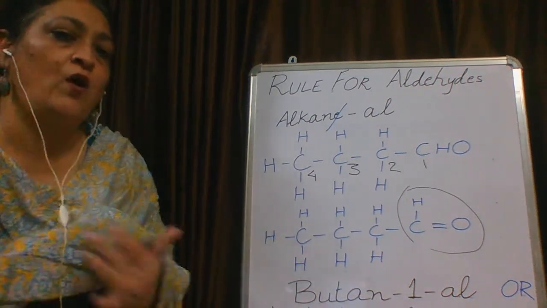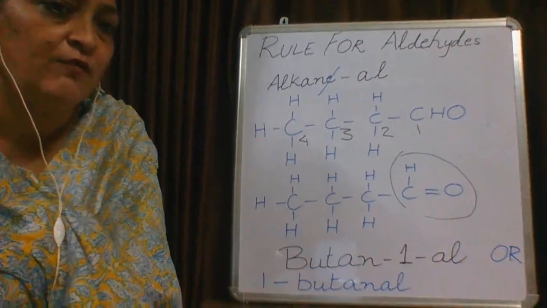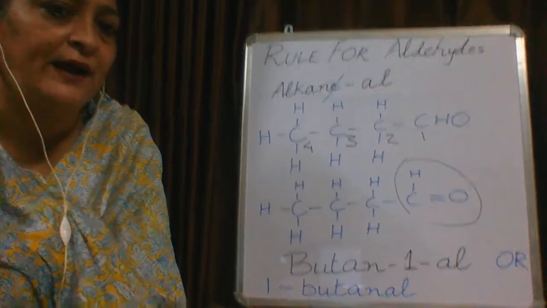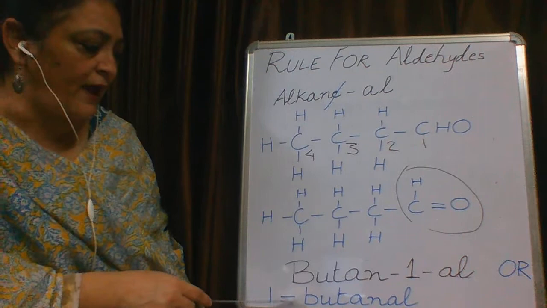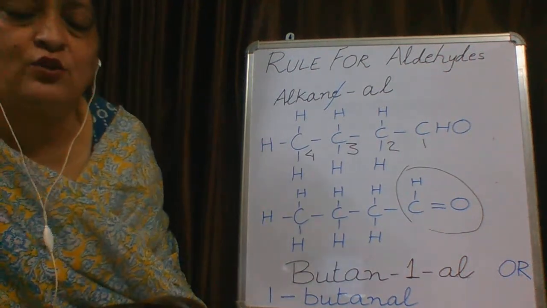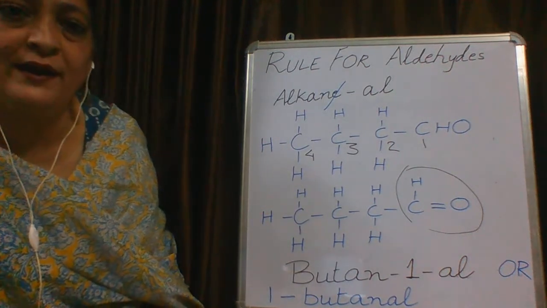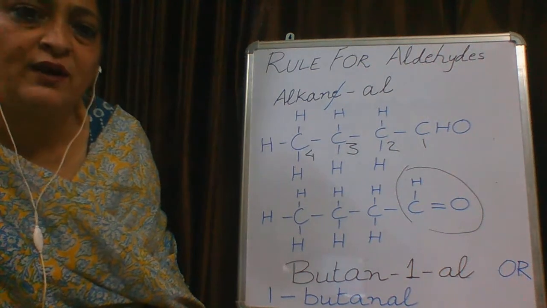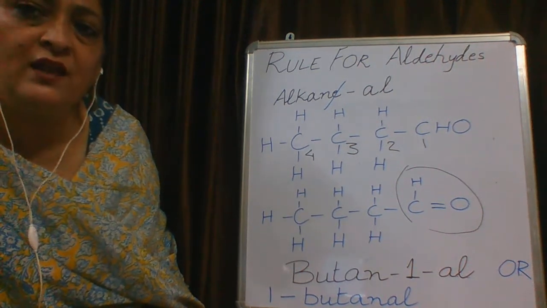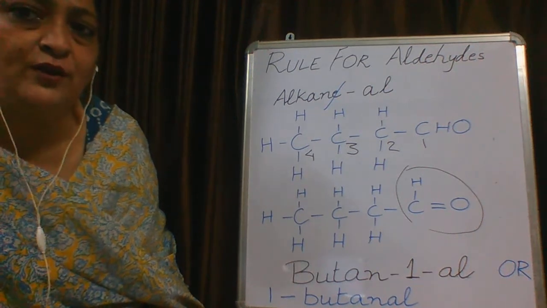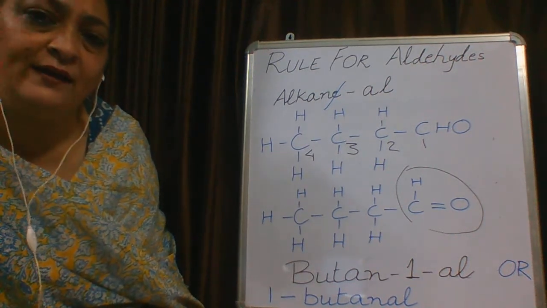Or you can also write it as 1-butanal. This is also correct. Either you write it as butan-1-al, or 1-butanal is also correct. So, these are the two ways of writing an aldehyde.